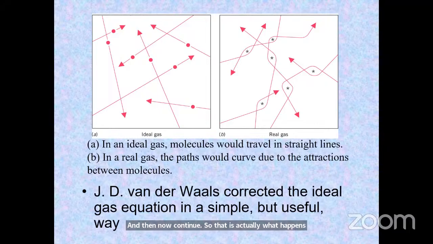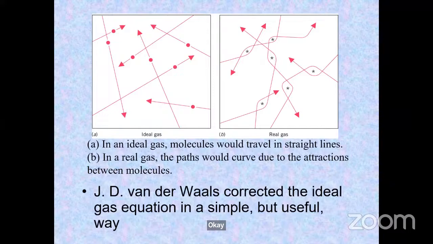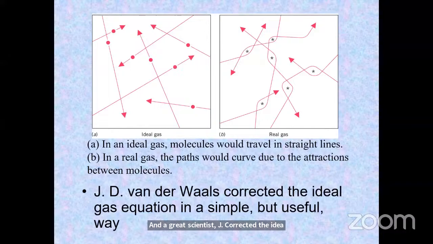So that is actually what happens in reality. We don't just see them continue to move in a straight line, as if the world is a straight path. No. In reality, those gases, they meander, they assume some curves, and that is when the interactions between them are noticed. And a great scientist, J.D. van der Waals, corrected the ideal gas equation in a very simple but useful way. We shall see in a minute.